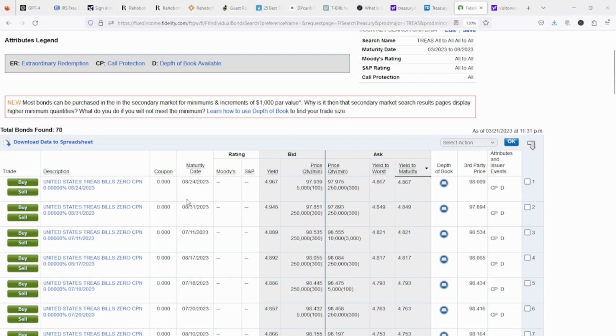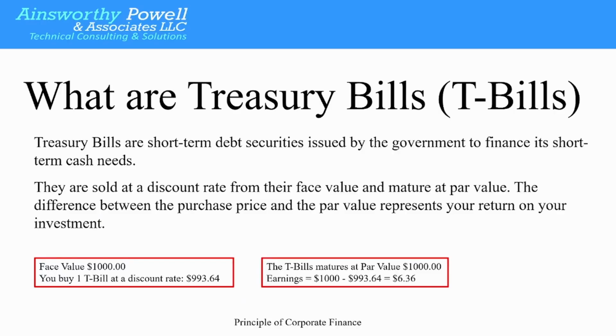So it matures in August, and the discount price here is $979.75. To get the discount price from this, you just move the decimal point one place to the right. And the discount rate is the equivalent of 4.867% as the yield rate when it matures. Okay, so let's take a look to see if I had invested my $3,000, how would I fare?